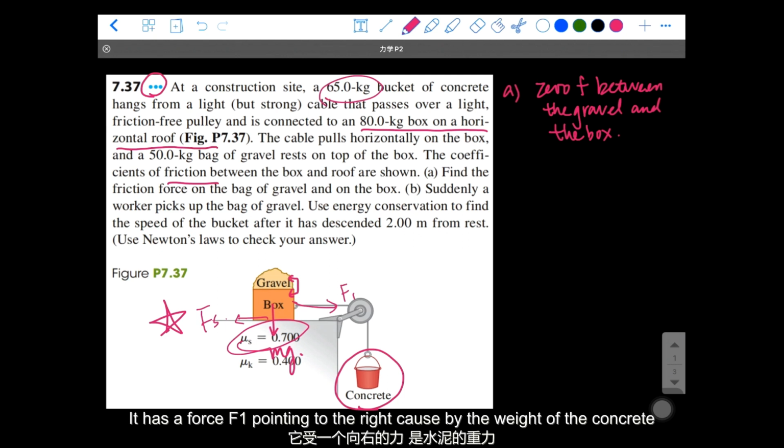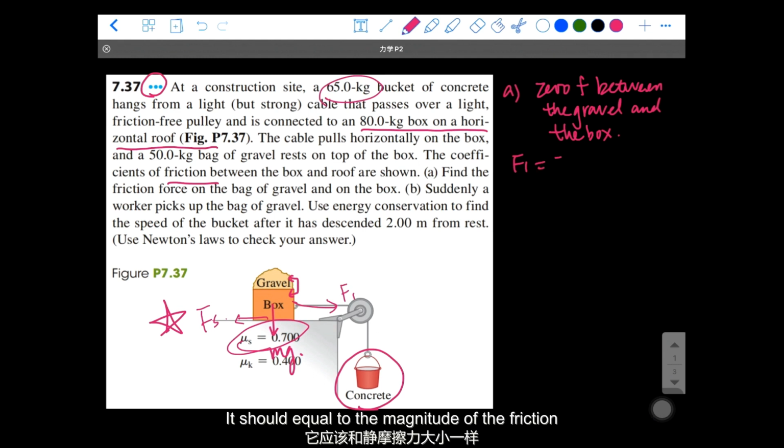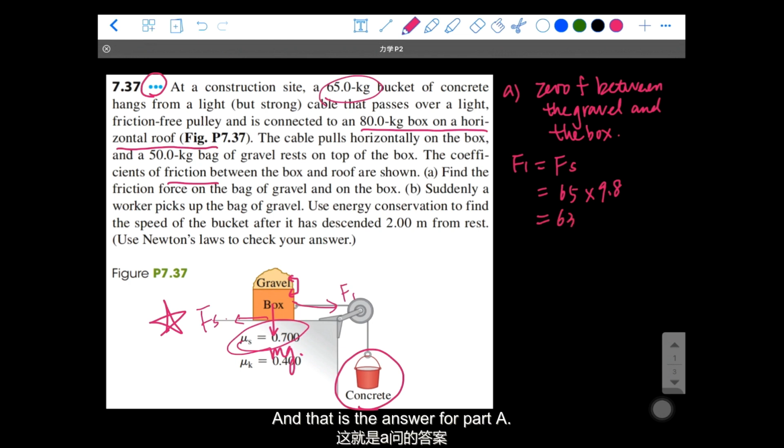Okay, so it has a force, let's just call it F1, pointing to the right, exerted by the weight of the concrete, and it should equal the static friction, right? So it's easy for us to calculate the magnitude of the friction. It should equal the weight of the concrete. And that's the answer for part A.